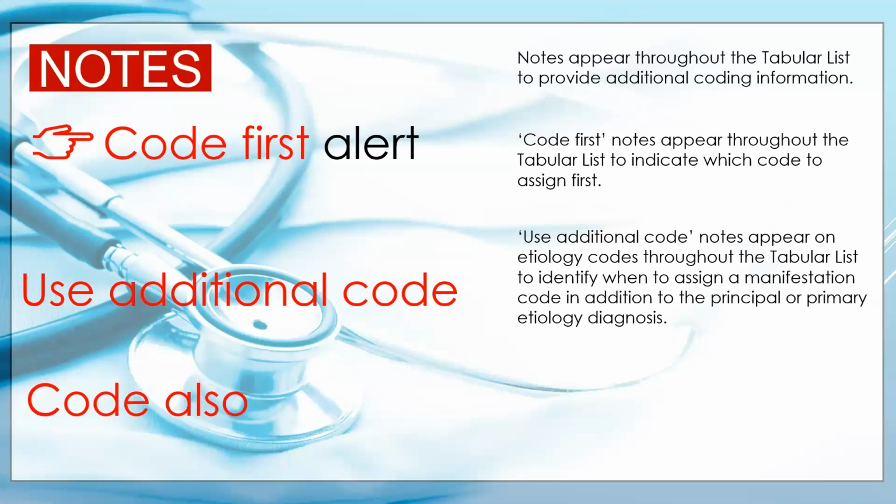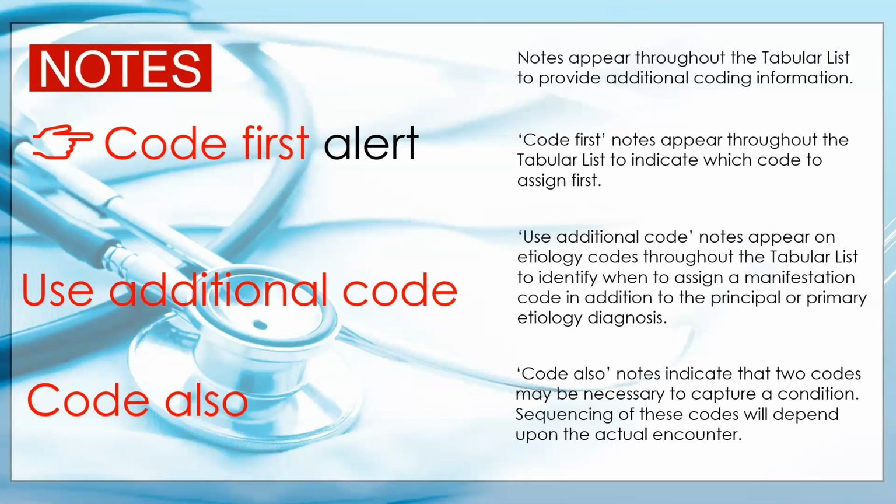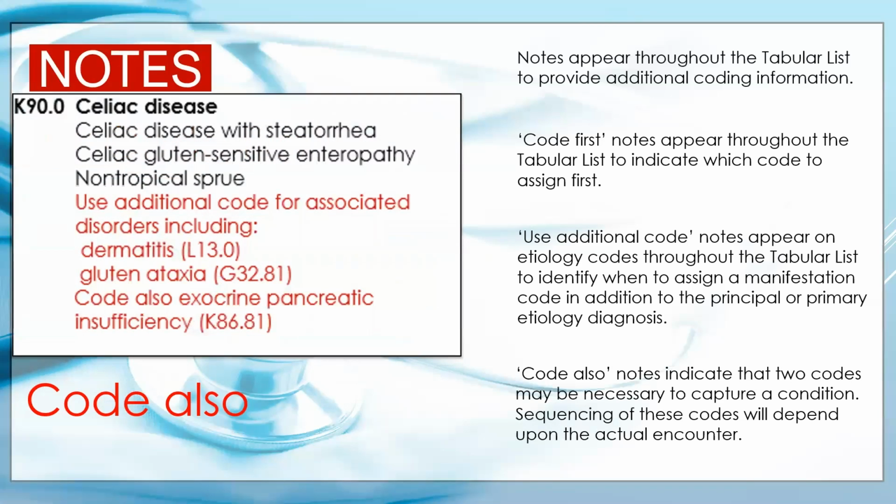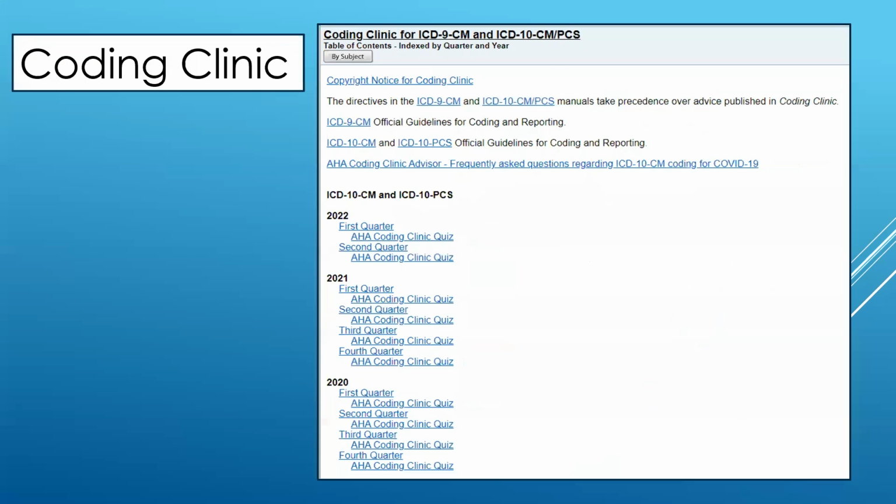Code also means that two codes may be necessary to capture a condition, and sequencing of the codes will depend on the actual encounter. Under celiac disease, K90.0, there is a note to code also exocrine pancreatic insufficiency, K86.81, if documented. One other symbol that you'll see in the tabular is this AHA symbol.